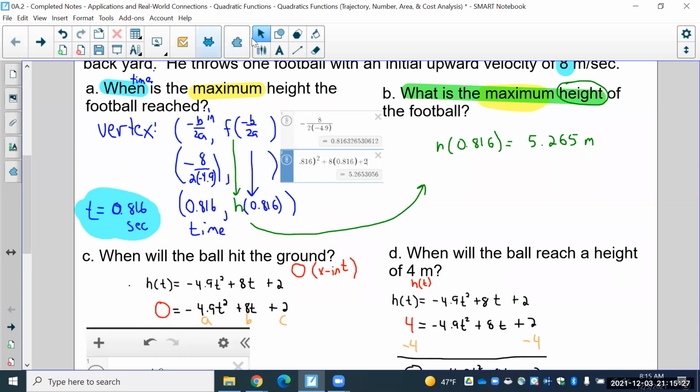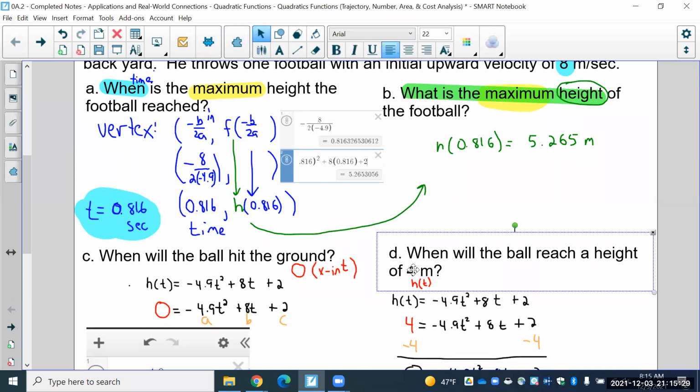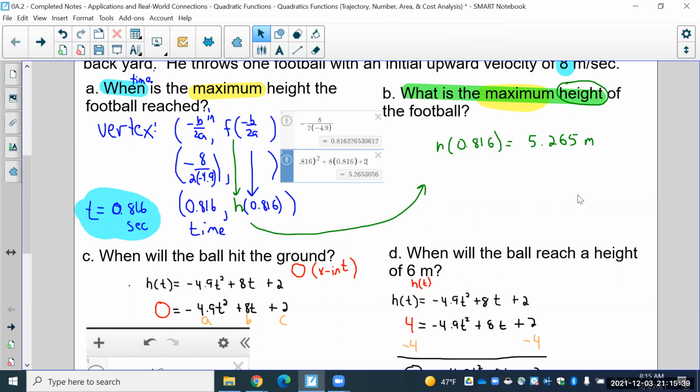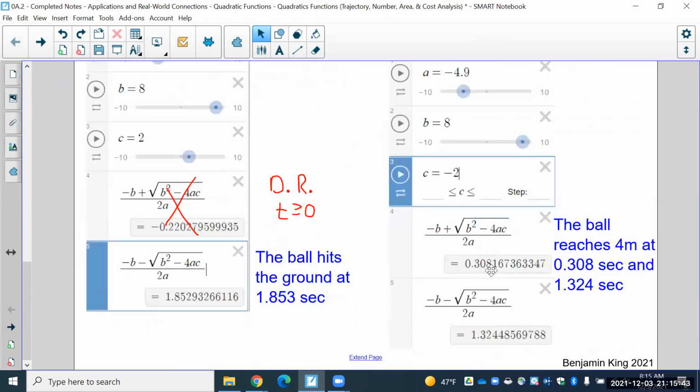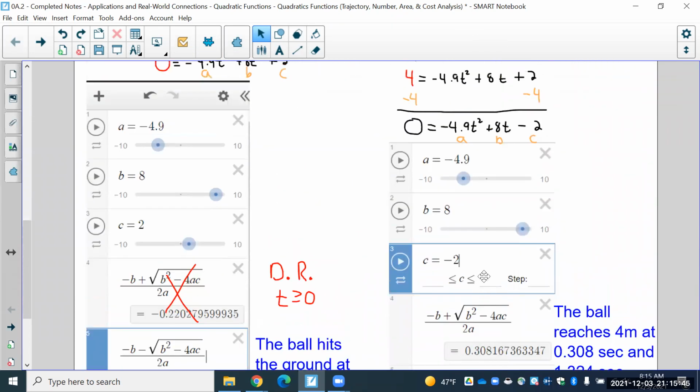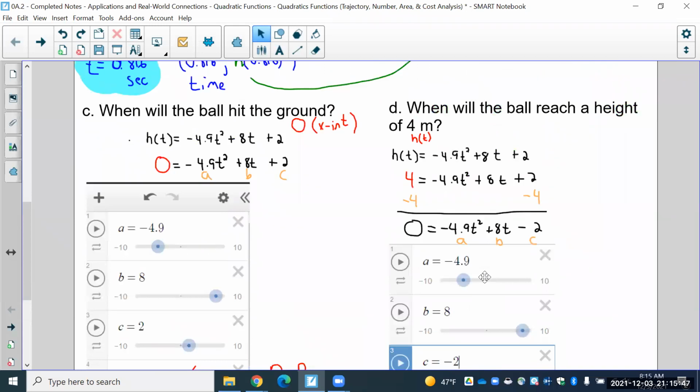But what if I changed this problem and I said, when would it hit 6 meters? Well, 6 meters is above the vertex. So when will the ball hit 6 meters? The answer is never. And the reason that happens is because you would have an imaginary discriminant, and in Desmos, it would say undefined. If you're using like a TI calculator, it actually would say unreal result.